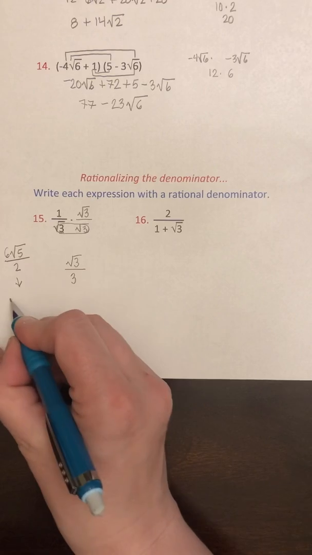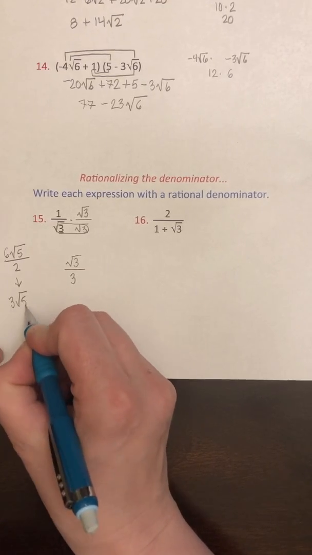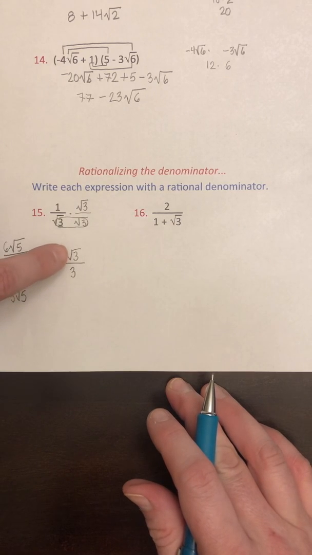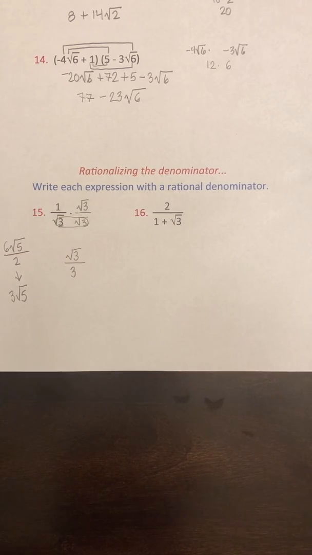So that could reduce to 3 onto the square root of 5. But as far as these go, no, because that's under radical and that one is not. Now number 16 is different. What's different about it is that there is a plus sign there. So it is not as easy as number 15. It's not hard, it's just going to take a little bit more work.